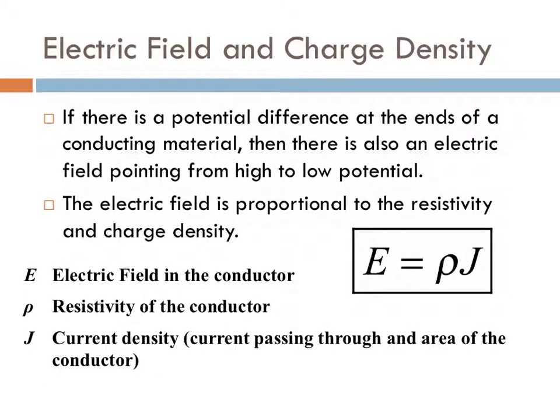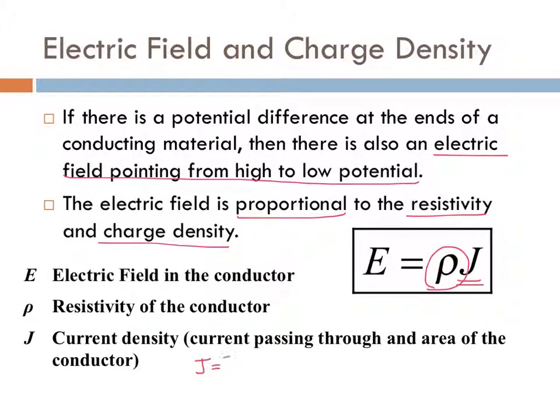And finally, we're going to look at electric field and charge density. Now, we said if there's a potential difference at the ends of a conducting material, then there's also an electric field pointing from high to low potential. The electric field is proportional to the resistivity, which is our rho, and charge density, which is our J. So E, which is our electric field in the conductor, is equal to rho times J. And we've seen all of these variables before. Especially this J, we saw it two videos ago, where J is equal to the current per unit of area.